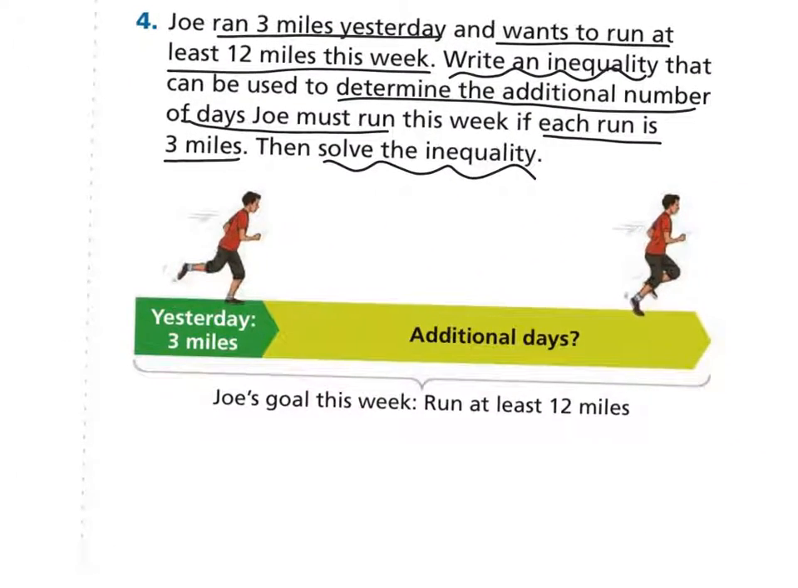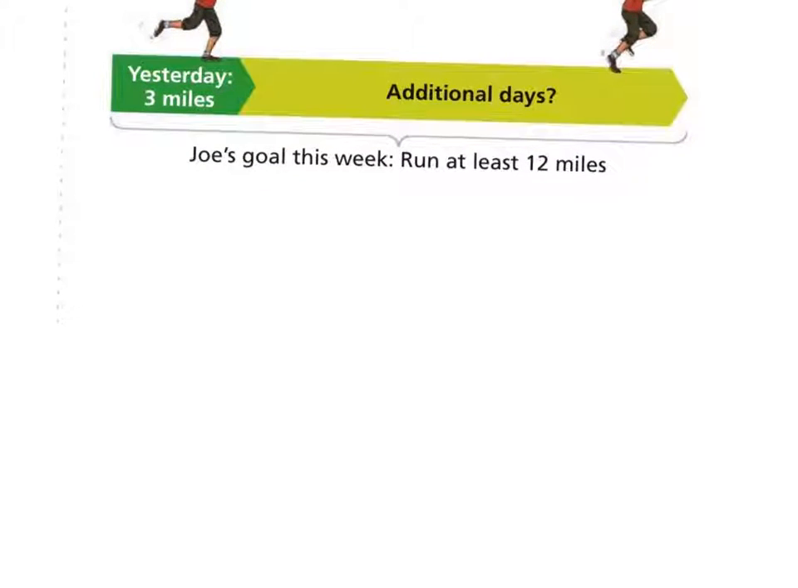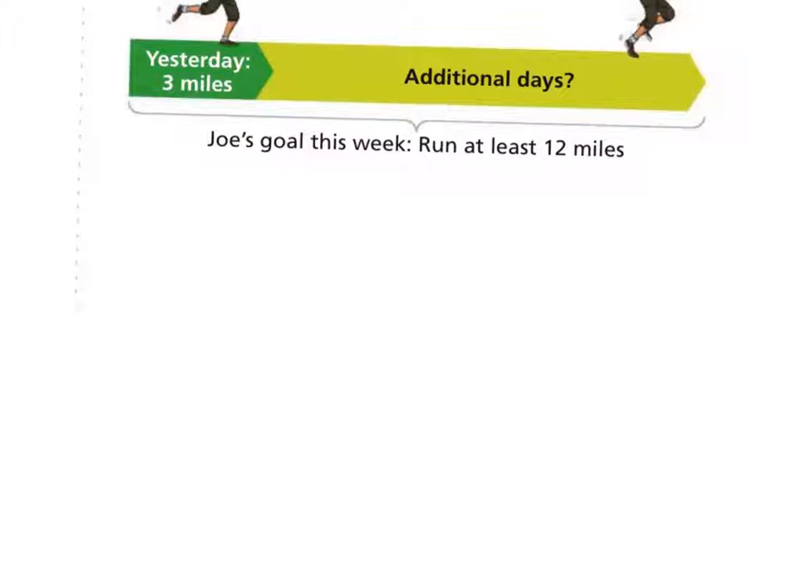So what we can do is think about how much has he already run? 4 miles, okay. And then he's going to run some more. How much is he going to run each day? 3 miles. How many days is he going to run? We don't know. So a variable, maybe D for days if you want. Okay. And he wants to run at least 12 miles.